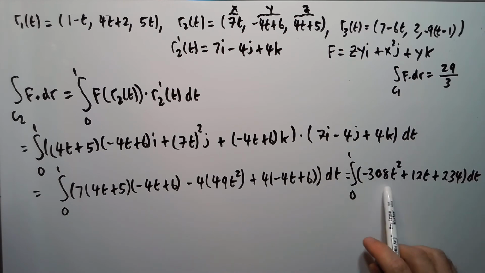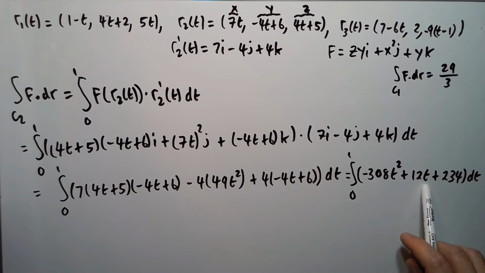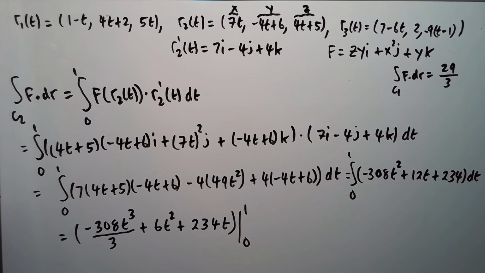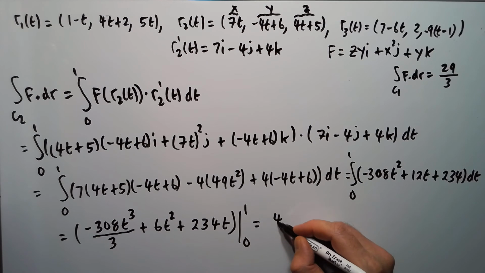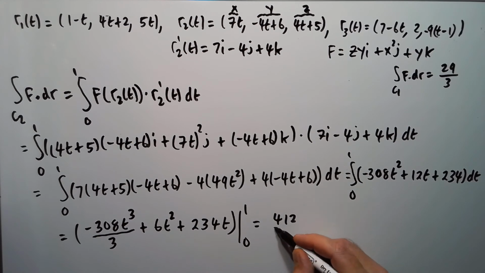Okay, now let's integrate this. It'll be negative 308t cubed over 3, 12t squared over 2, and 234t. So let's do that. Integrating, we get this. When you plug in 1, and check and simplify, you'll end up with 412 over 3. Okay, so we've done C2 now.